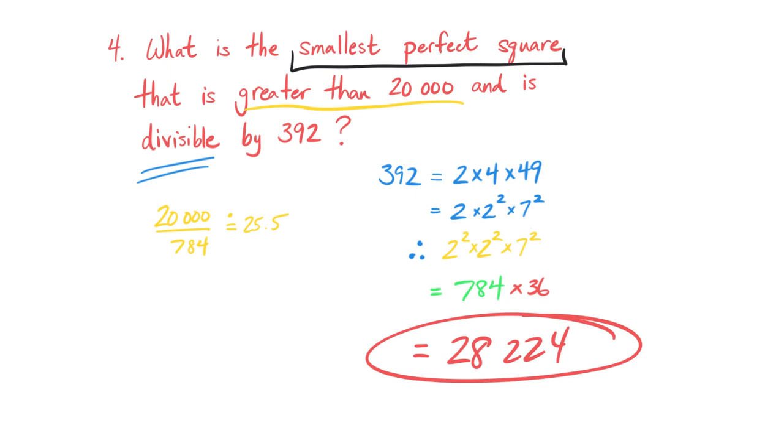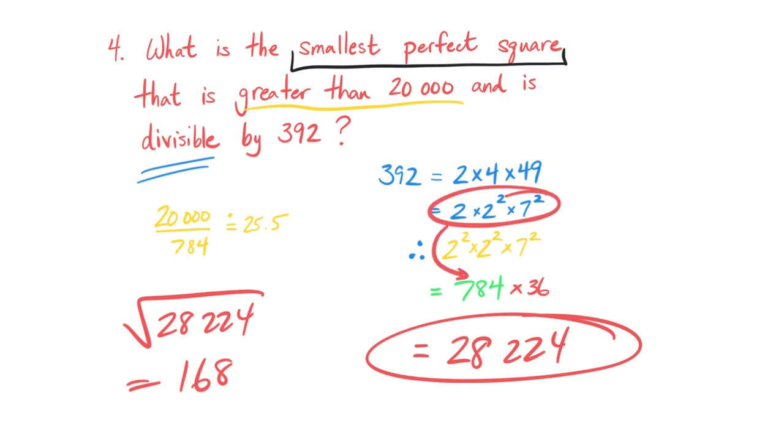Do a quick check. Take the square root of 28,224, and you get exactly 168. And if you took 28,224 and divided it by 392, you should not be shocked that it's divisible, because you can see all of the factors are in there. Then we get exactly 72.